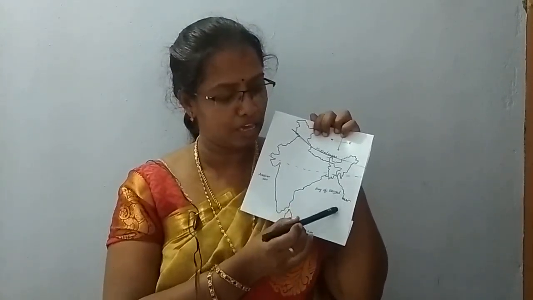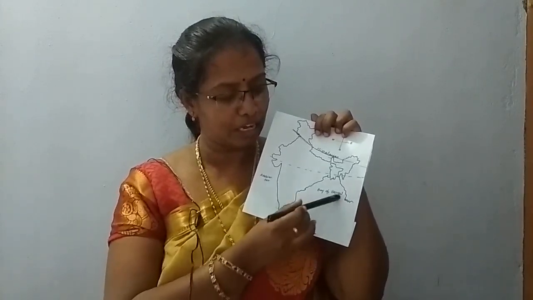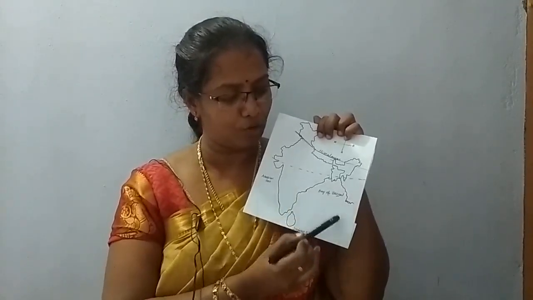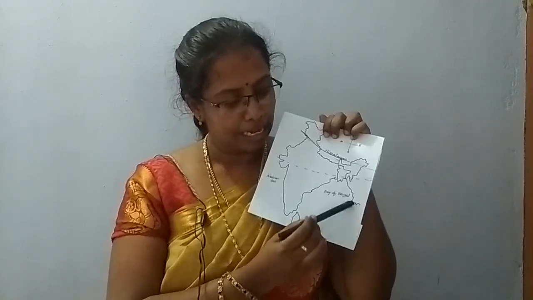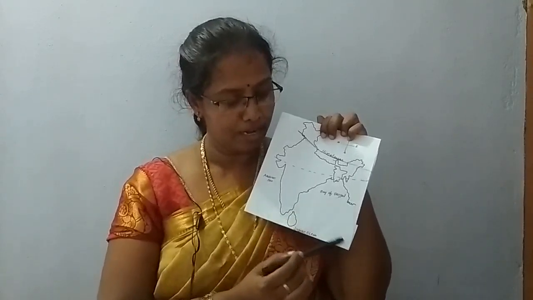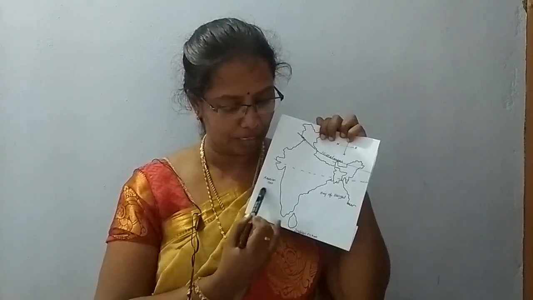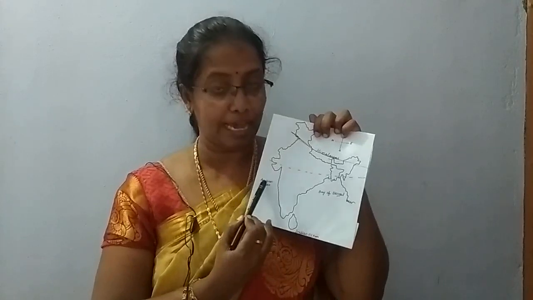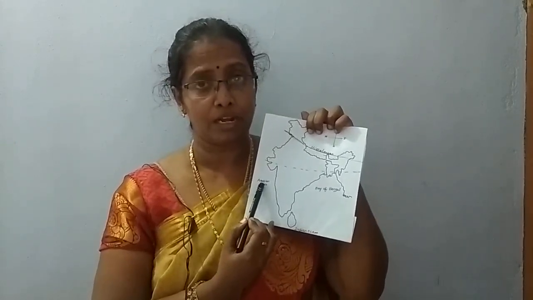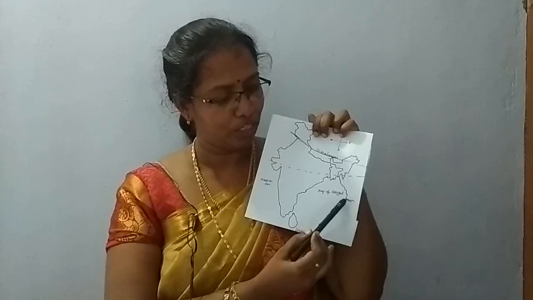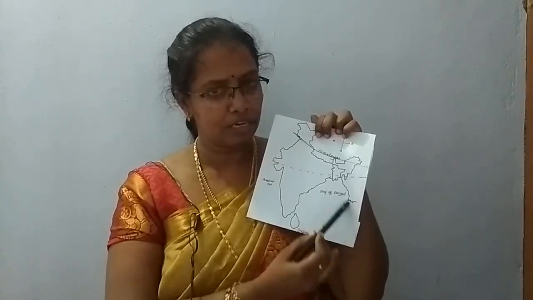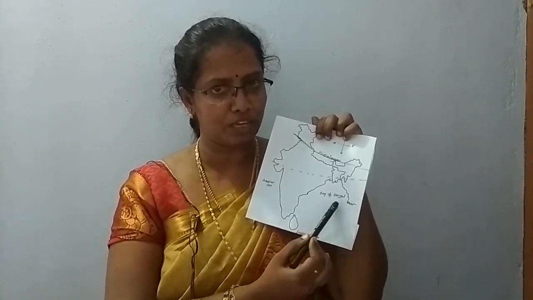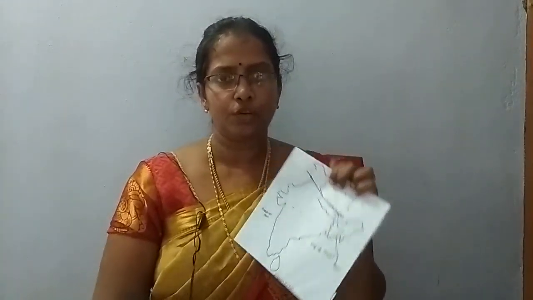Islands are there. See here, Andaman and Nicobar islands are there. You have to make an oval shape and then write that area as Andaman and Nicobar. Here you have to keep the dot. The group of islands called Lakshadweep Islands lie in the Arabian Sea. Likewise, Andaman and Nicobar lie in the Bay of Bengal and the Indian Ocean respectively. You learned already, is it? I am recollecting. That's all.